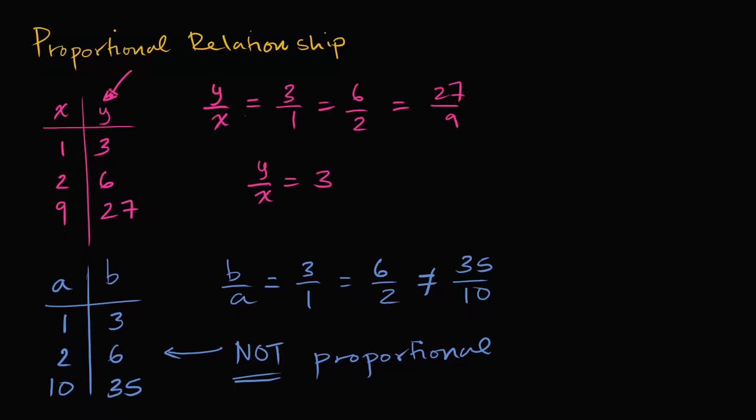And you could have actually gone the other way. You could have said, well, what's the ratio of x to y? Well, over here it would be 1 to 3, which is the same thing as 2 to 6, which is the same thing as 9 to 27. When you take this ratio, if you say the ratio of x to y instead of y to x, you see that it's always 1/3. But any way you look at it, the ratio between these two variables, if you say y to x, is always going to be 3, or x to y is always going to be 1/3. So this is proportional while this one is not.